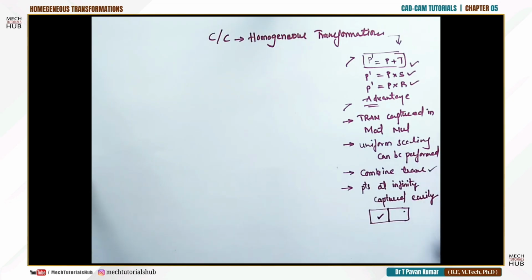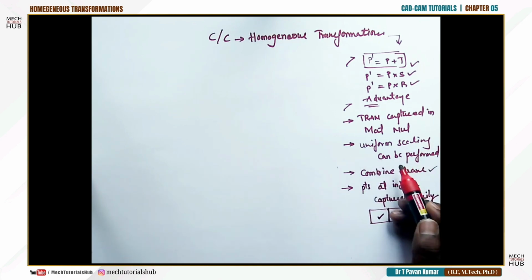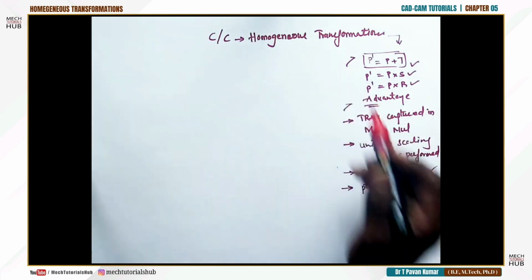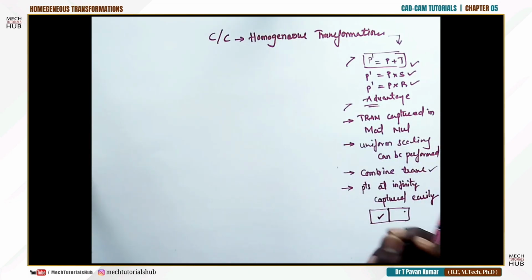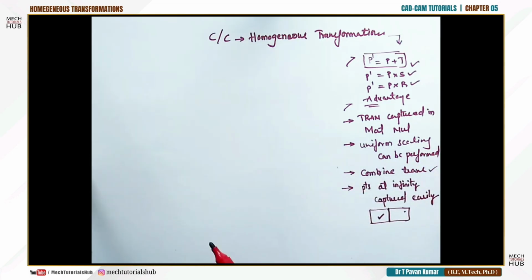One more thing is combined transformation, in the sense that intermediate calculations can be avoided. Intermediate calculations can be easily avoided just with the introduction of homogeneous coordinates in the transformations. One more is that uniform scaling can be performed. Whenever you talk about homogeneous transformations, the 2D matrix is going to be a 3 by 3 matrix. That is the reason we can make this scaling. I'll try to justify each and every bit when I briefly talk about homogeneous transformations.